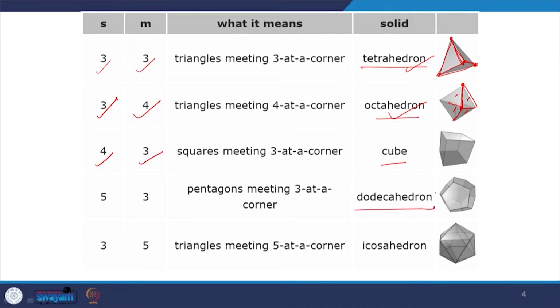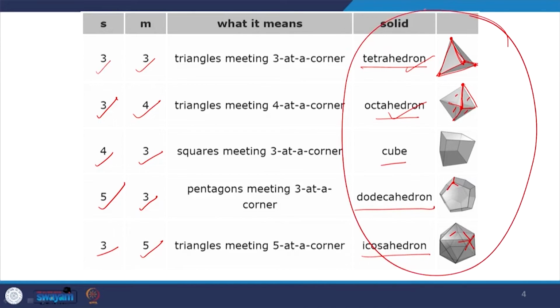Next we have the dodecahedron, where the base shape is a pentagon. So we have 5 sides on each surface, and at each point we have 3 of these surfaces meeting. So you just have to keep all these in your mind before you start to draw. And next we have an icosahedron, where the surface is a triangle. So the number of sides for the surface is 3, and at each point, if you look at it here, we basically have 5 triangles meeting. So we have 5 triangular surfaces meeting at each point. These are the 5 platonic solids that we have.